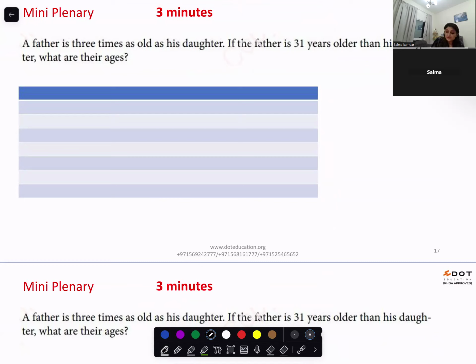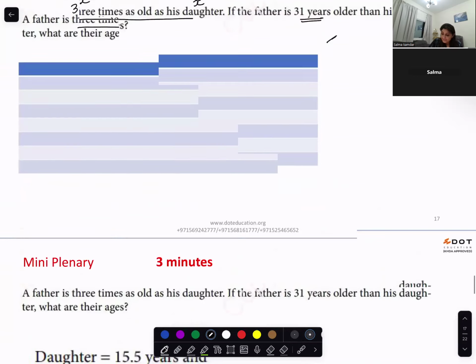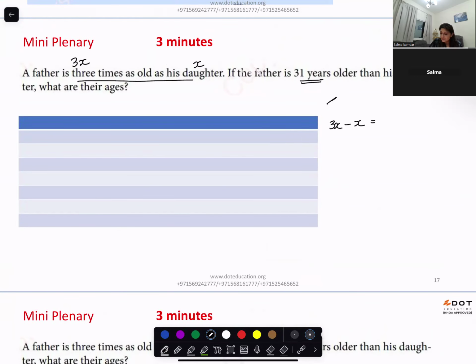Very quickly, father is 3 times as old as daughter. First you need to try, pause, then come back. So daughter is younger, so I will take daughter as x. Father is 3 times as old as daughter, so father will be 3x. If father is 31 years older than his daughter, what are their ages? If father is 31 years older than his daughter, it means the difference between the age of father and daughter is how much? 31. That means 3x minus x is equal to 31.